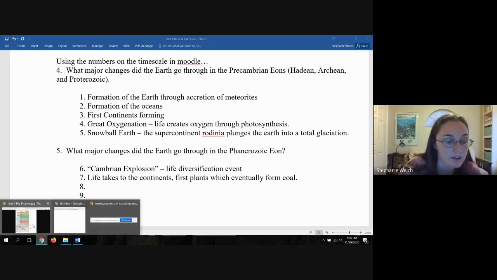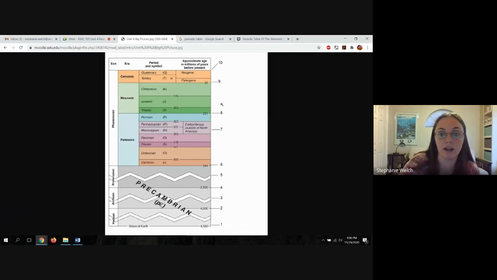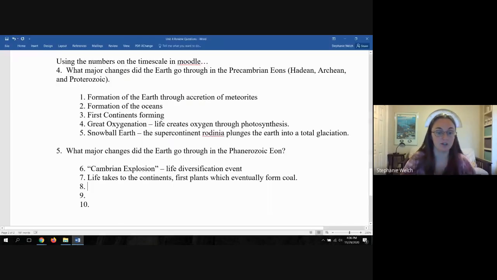So our next events here that definitely have to be stated are 8 and 9, the event that separates the Paleozoic from the Mesozoic and the event that separates the Mesozoic from the Cenozoic, which are mass extinctions. This first one, the end Permian, or the end Paleozoic, if you want to stick to the names of eras, is the largest mass extinction.